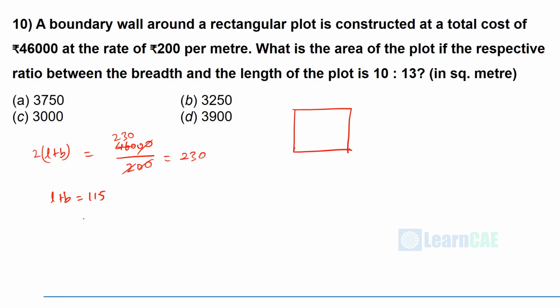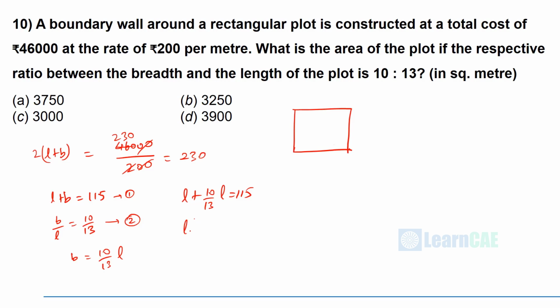Now what is the area of the plot if the respective ratio between breadth and length is 10:13? B by L is equal to 10/13. We shall substitute one value into the other equation. This is equation 1, this is equation 2. B is equal to 10/13 L. We shall substitute this there. L plus 10/13 L is equal to 115. They are asking for the area, so you have to find LB.